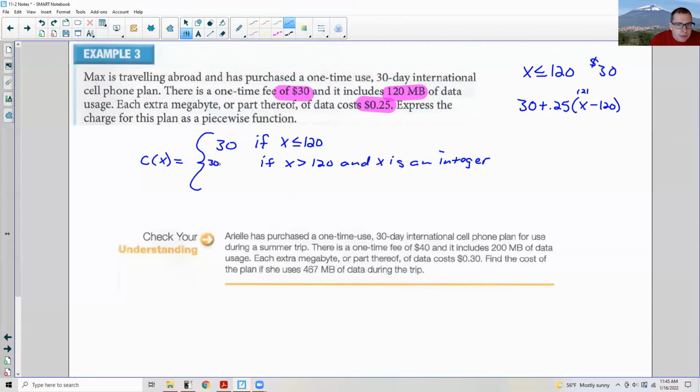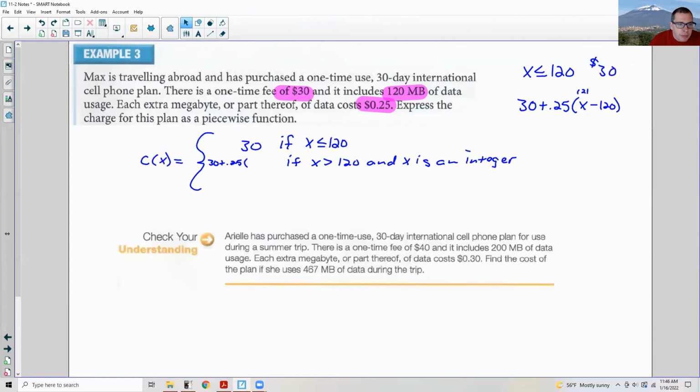30 plus 0.25 times, I didn't leave enough room with my if statement. So let's move all this over. This back over here. So 30 if X is less than or equal to 120, and 30 plus 0.25 times X minus 120 if X is greater than 120 and X is an integer.